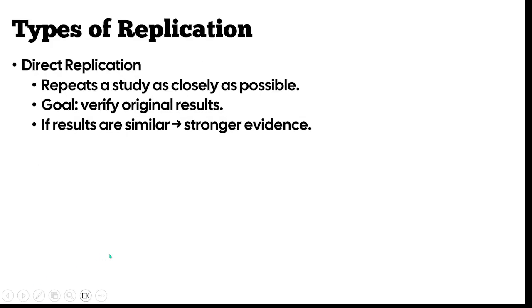Let's go over several of the different types of replication. The first one is direct replication, and this is when you as a researcher repeat a study following the methodology and all the parameters as closely as possible. In other words, you really do want to create a carbon copy or a clone of that original research, because your goal is to verify the original results. Obviously, if your results are similar, you've got stronger evidence for that original research conclusion.